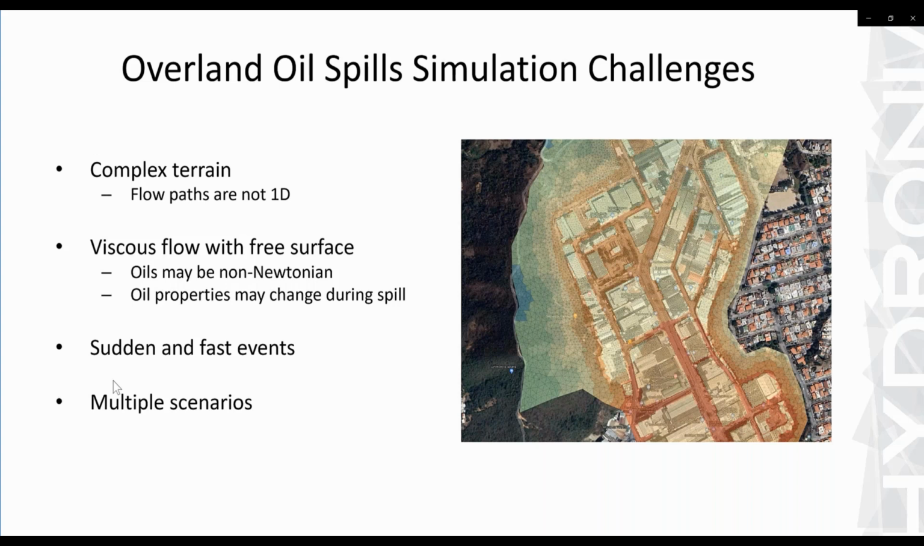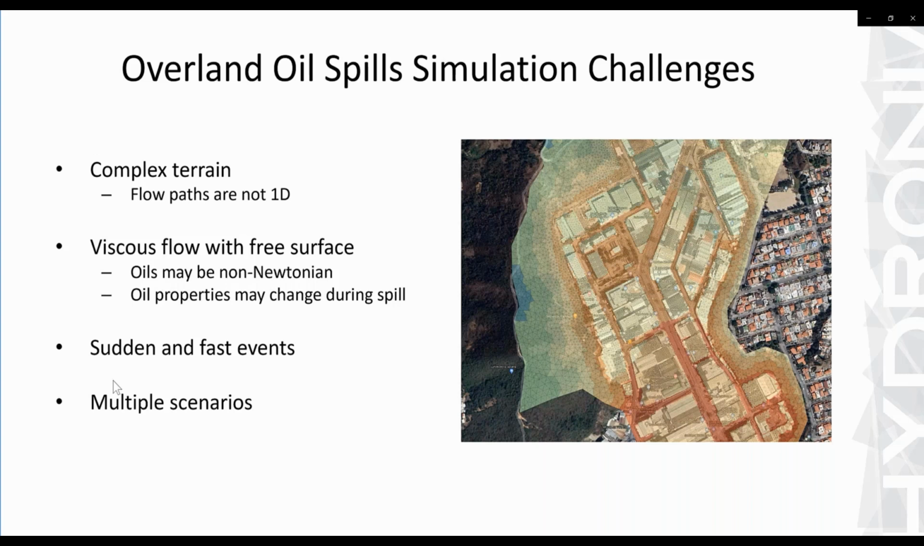Now, some simulation challenges that we face when dealing with this type of flows is that the terrain is very irregular. So we are dealing with something that cannot be idealized with a 1D model, or with a simple square grid model. You need to represent realistically the terrain if you want to have accurate results.